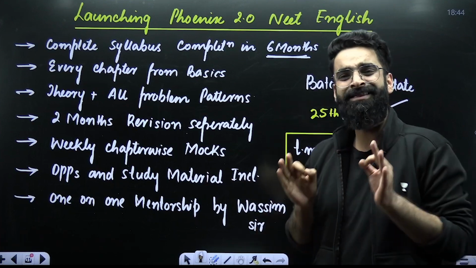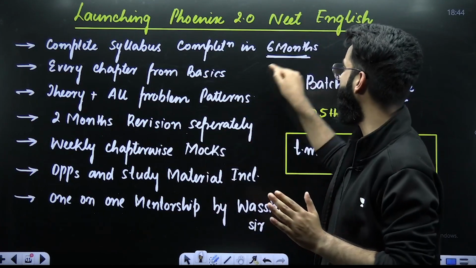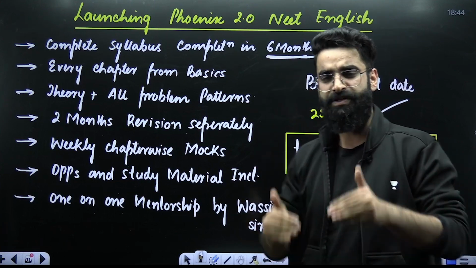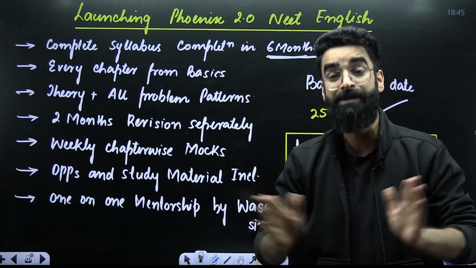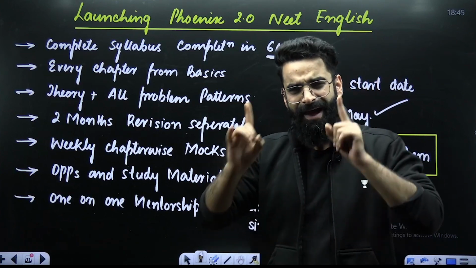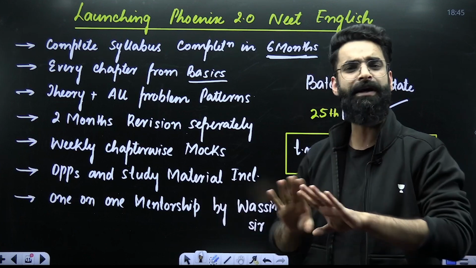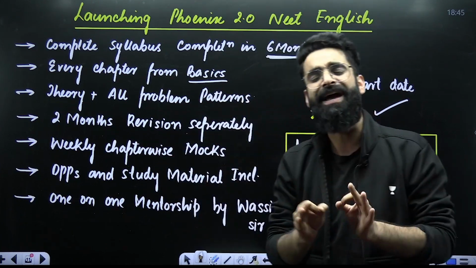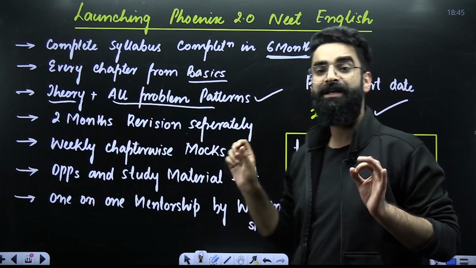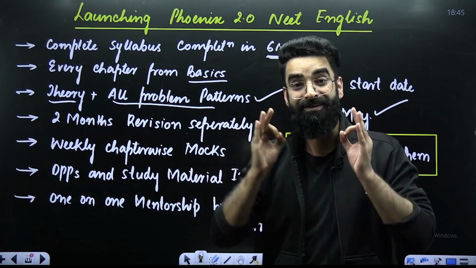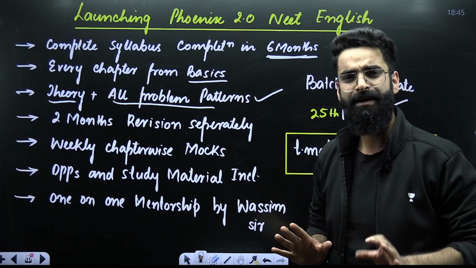The best part is in this particular batch, your whole syllabus of physics, chemistry, biology, that will be completed just in 6 months. So starting from 25th of May, in 6 months, we are going to complete your whole syllabus of physics, chemistry, biology. Every chapter shall be started from the basics. You need not to worry at all. All the theory, all the problem patterns which are included in a chapter shall be done and dusted in this particular batch, my dear students, right?